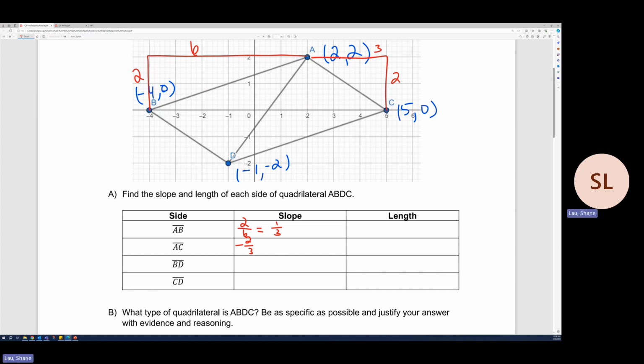BD, same approach. Rise over run. 2 and 3, so 2/3 is our rise over run. Remember, it's going downwards, so it's negative. And last but not least, we have a rise over run for this part right here. It looks like we're going to have the same slope as before. So 2 and 6, rise over run. This is going to simplify down to 1/3. Okay.